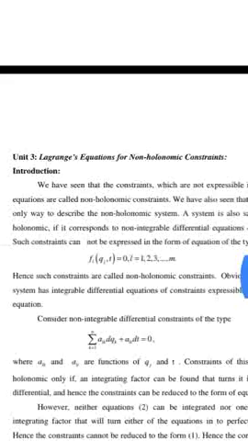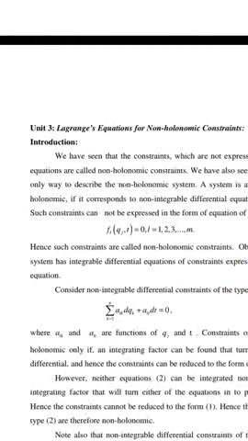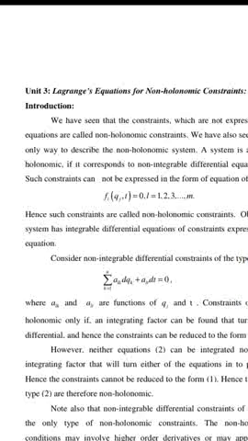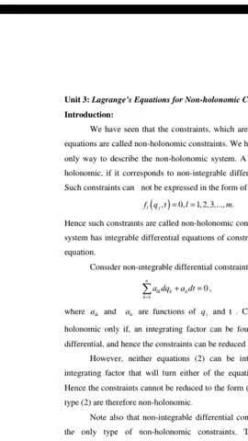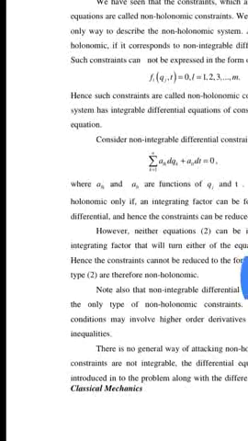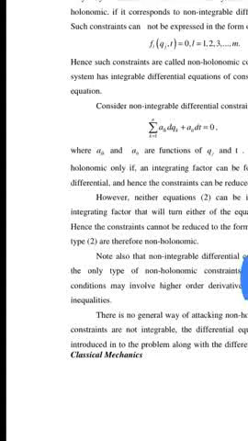A system is said to be non-holonomic if it corresponds to a non-integrable differential equation of the constraint. That means the constraint cannot be expressed in terms of equations. Such constraints are called non-holonomic constraints. They cannot be expressed in the form of an equation of the type f(r, q, j, t) equal to 0. Obviously, a holonomic system has integrable differential equations of the constraints, expressible in the form of an equation.